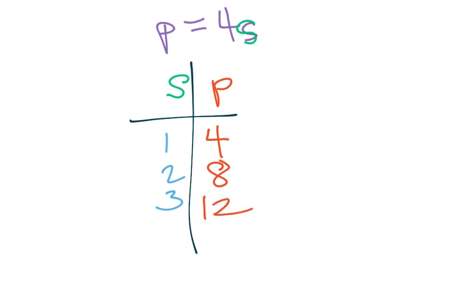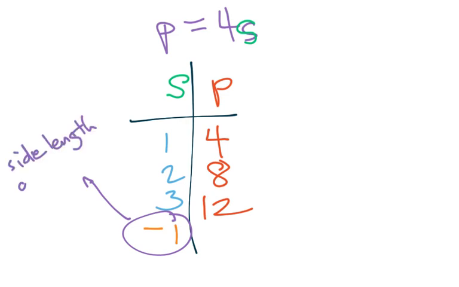Now let me ask you something. Would it be okay for me to put -1 as my input? We were able to do it before. Can I do it now? And hopefully you're saying, no, you cannot do that now. The reason why is because side length is a distance. And we know that distance or side length can never be negative. And let's write that down.